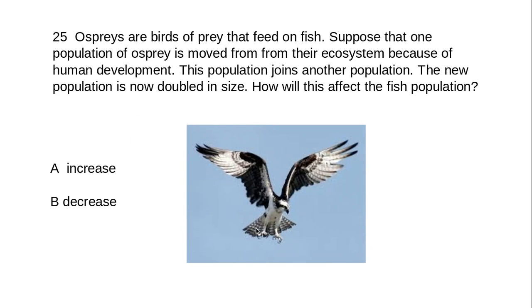25, osprey, which is this bird. We have these in New Jersey along the coast. Ospreys are a bird of prey that feed on fish. Suppose that one population of osprey is moved from their ecosystem. So what that means is like if we build more houses at the shore that weren't there before, some of these osprey are not going to have a place to live. So they're going to have to emigrate, leave where they normally live, and go join another population. So now that new population has increased, doubled in size. So now there's more osprey. What's going to happen to the fish? More osprey, the fish population is going to decrease because they're going to have to eat more.